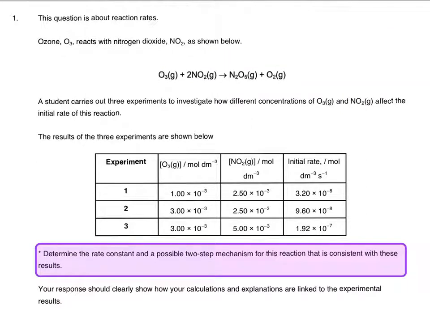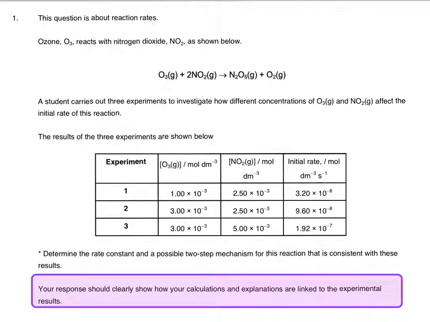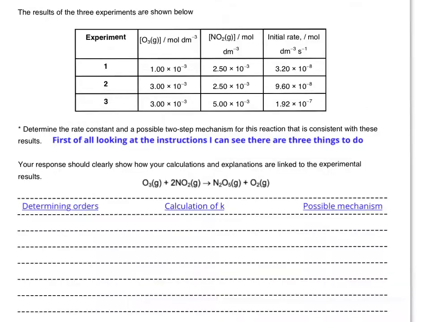So first of all, let's have a look at the instructions. We need to determine a rate constant and a possible two-step mechanism for this reaction that's consistent with these results. And the response should clearly show how any calculations and explanations are linked to the experimental results that were given.